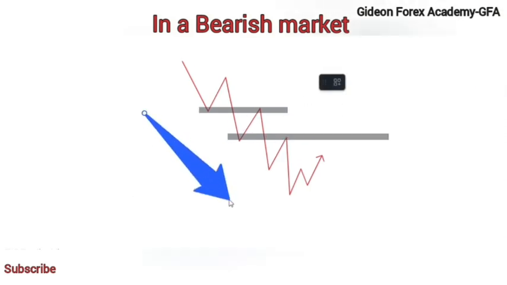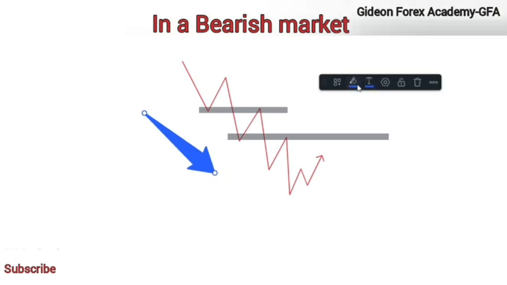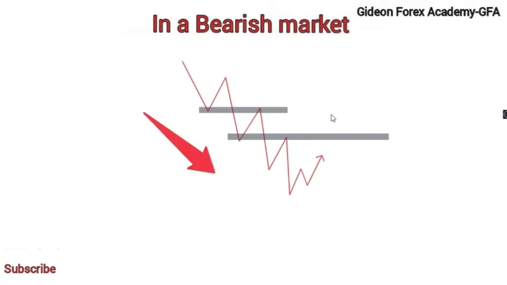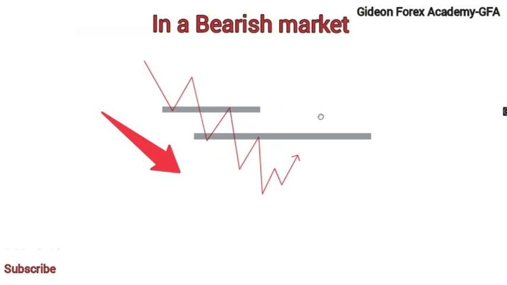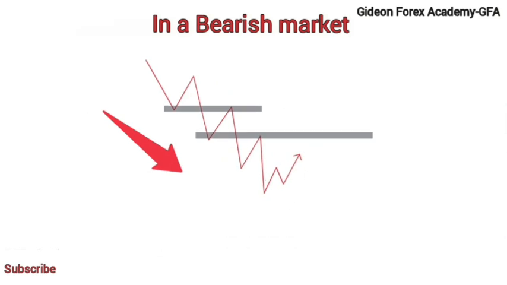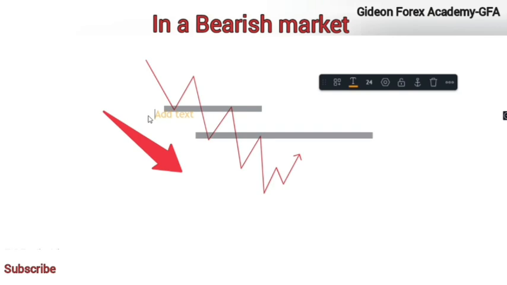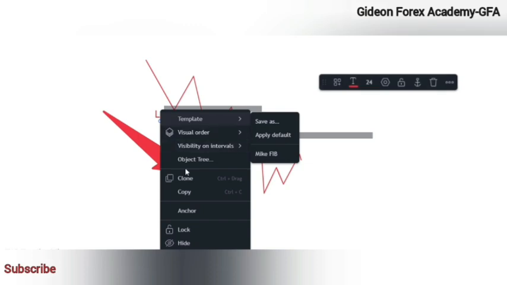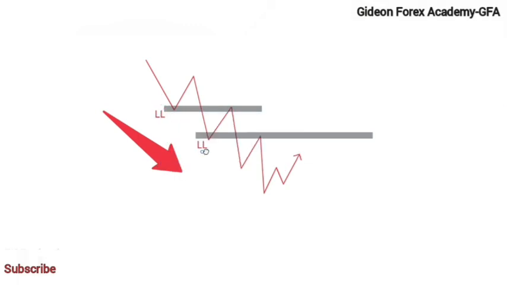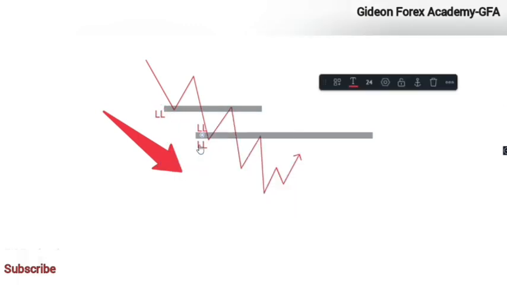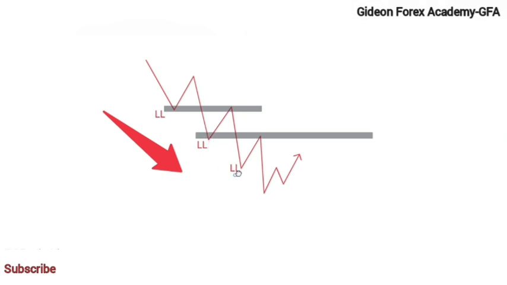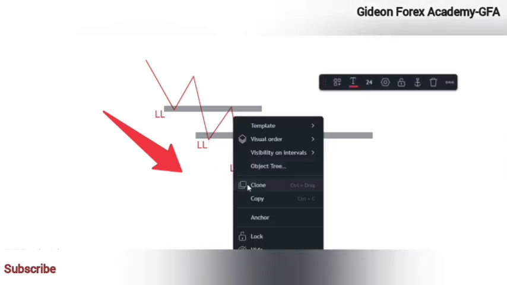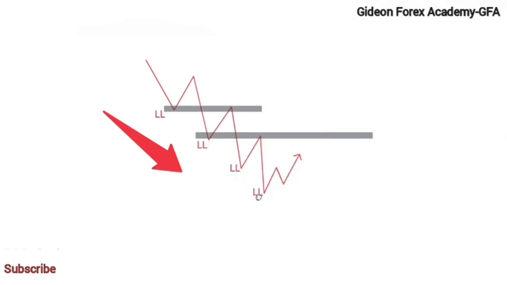So this is clearly a bearish market. Everything is heading south. But then you have, it's a bearish market because you have lower lows. Change that to red. You have another lower low here. You have another lower low here. You have another lower low right there.